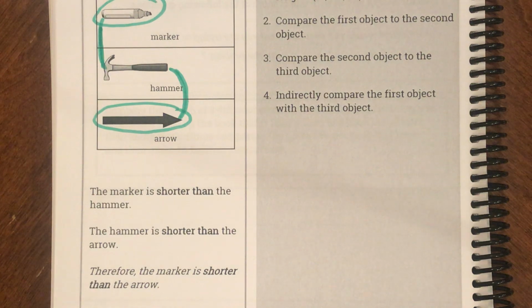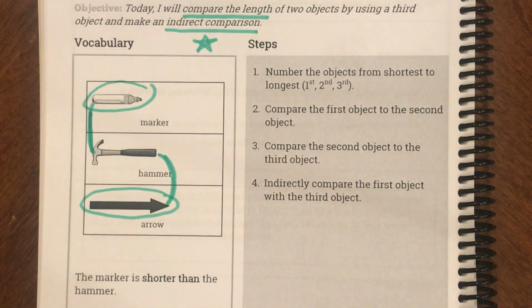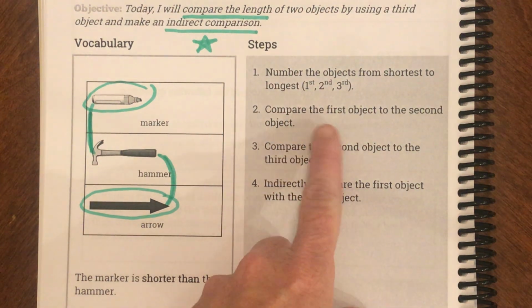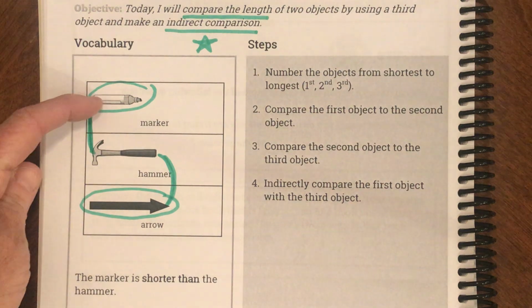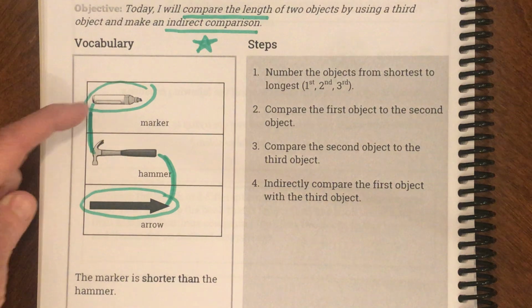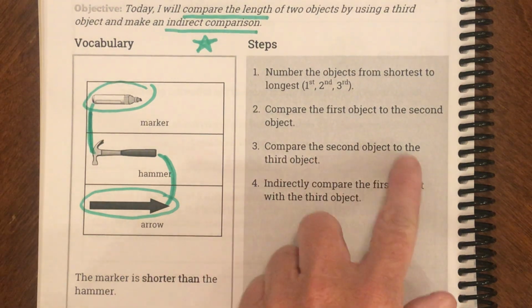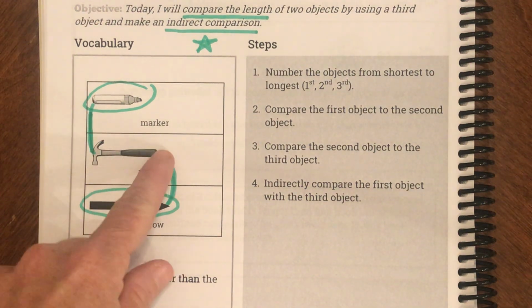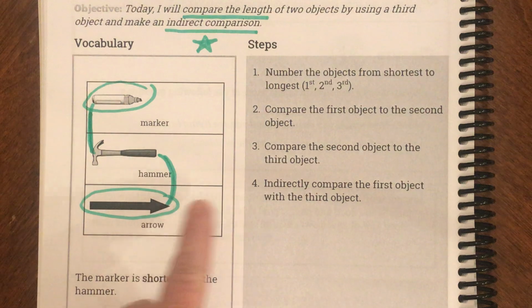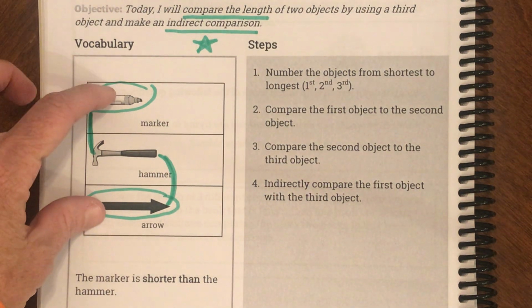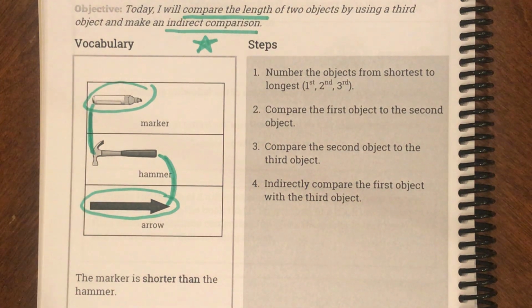Okay, so let's look at our steps. It says we're going to first number the objects from shortest to longest. Compare the first object to the second object. So say they compared the first one to the hammer, so marker to hammer, first to second. Then compare the second object to the third. So they compared the hammer to the arrow, or the second object to the third object. And then they indirectly compared these two. They indirectly compared those two using a therefore statement. Okay, so friends, I'm going to show you this.